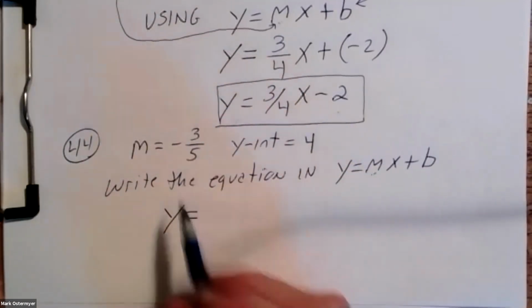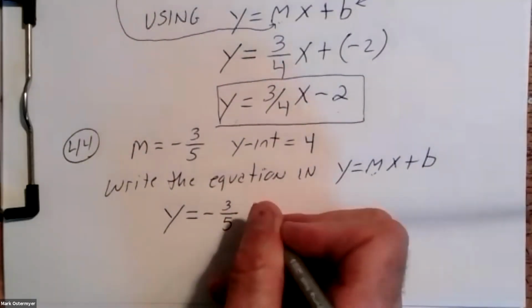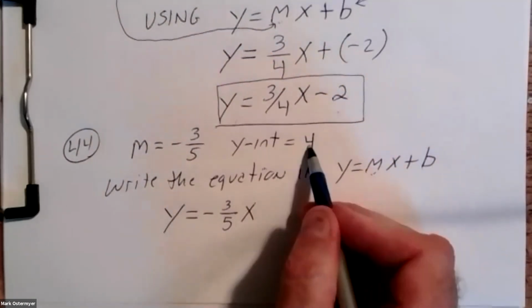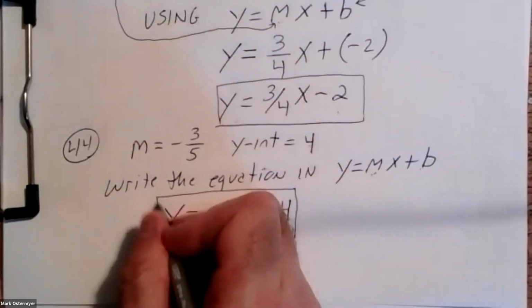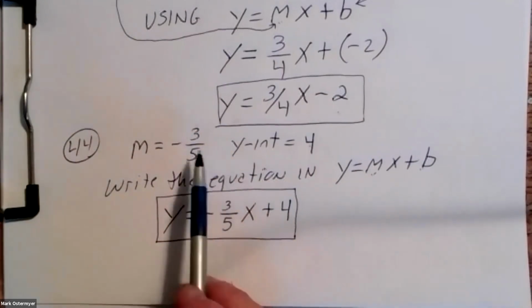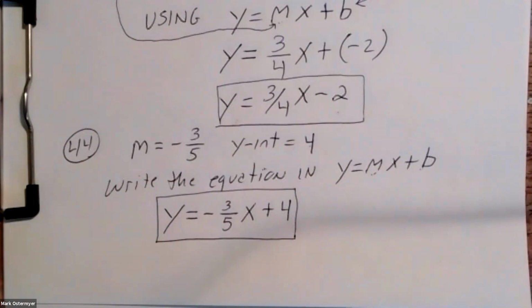-3/5 x. -3/5 drops in for m. So we got our equation as being y is equal to -3/5 x plus, what's my y-intercept b? 4. Plus 4, done. There's your answer. That is the slope intercept form equation of a line that has this slope and has that y-intercept. They just want you to write the equation of the line.